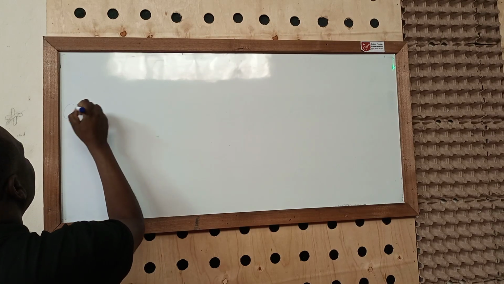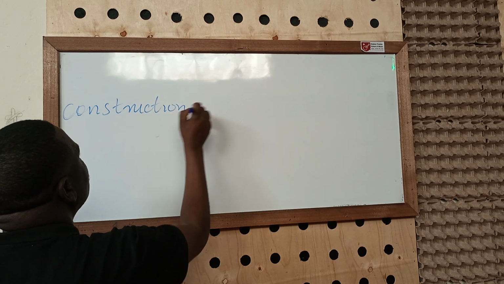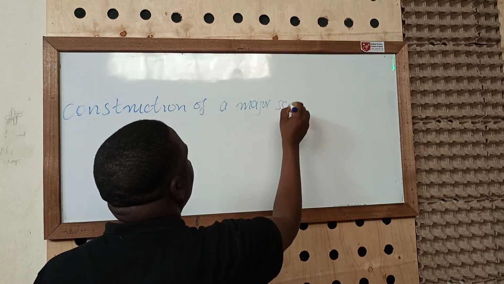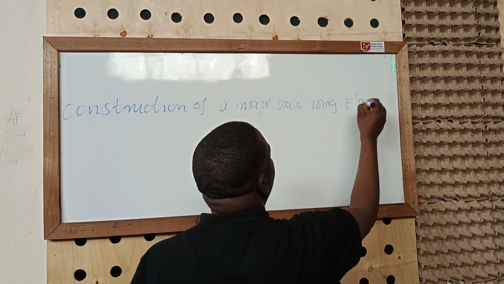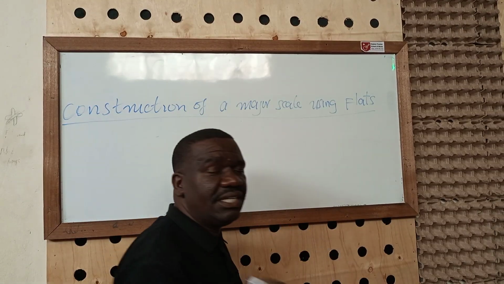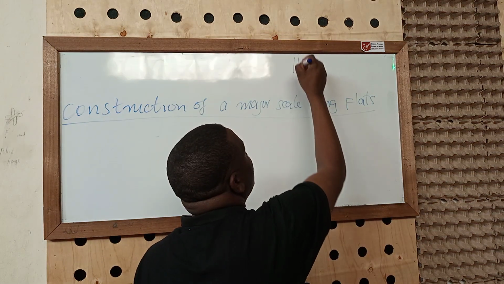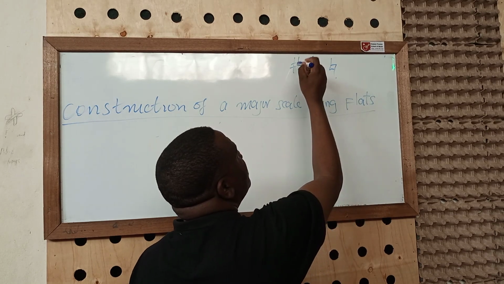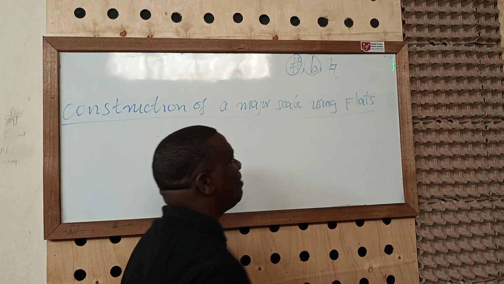So we are going to look at construction of a major scale using flats. Remember, we said that there are three accidentals that you can find in music. You have sharp, we have flat, and we have natural. So the first two lessons we did major scale construction using sharps. Now we are going to use flats.